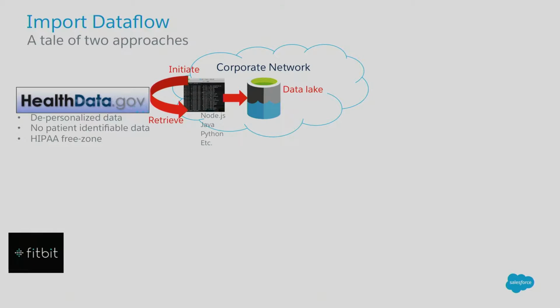Now, the idea in this approach is that within our corporate network, we're going to initiate a process. And that could be whatever your tool of choice is, whether it's Java, Python, Node.js. I have all of those examples. And you could do that in a context like Rundeck or any kind of scheduler that might wake up on a daily basis, interrogate the HealthData.gov website, and pull down data. Okay? And you're going to be surprised how easy that is.